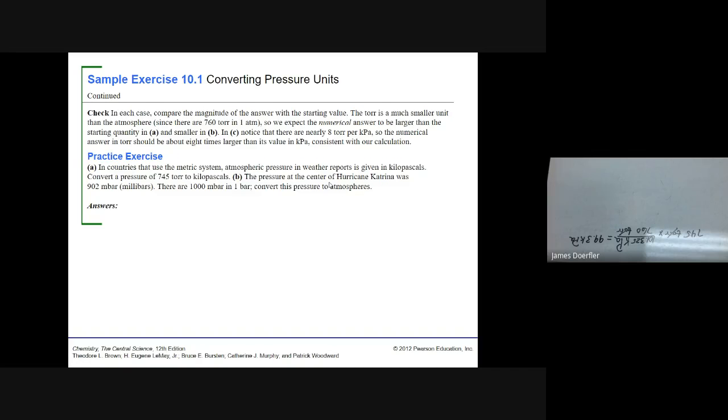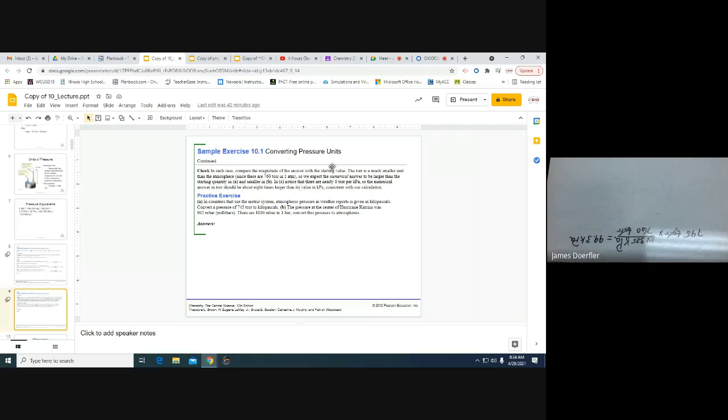Anyway, the pressure at the center of Hurricane Katrina was 902 millibar. There are 1,000 millibar in 1 bar. So we need to go from millibar to atmospheres. This is going to require one additional step. We need to go from millibars to bar, and then from bar to atmospheres, because millibars is not a direct conversion as indicated on that slide.